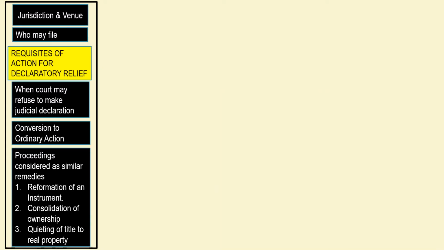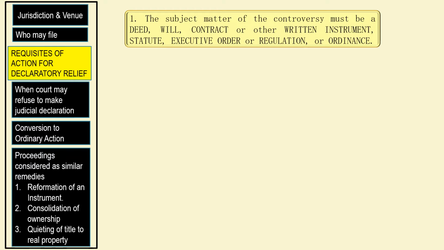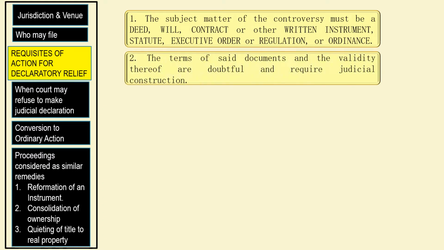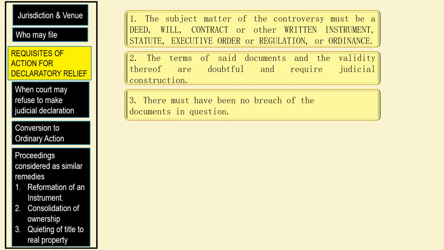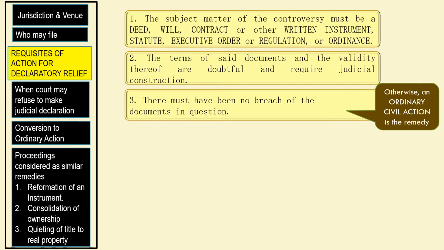We'll go now to the requisites of an action for declaratory relief. What are the requisites? Number 1 is, again, the subject matter of the controversy must be a deed, will, contract, or other written instrument, statute, executive order, or regulation, or ordinance. Again, what did we say? The enumeration is exclusive. Number 2, the terms of the documents and the validity thereof are doubtful and they require judicial construction. Number 3 is there must have been no breach of the documents in question. Bakit? Kung meron ng breach of the documents in question, what will happen? An ordinary civil action is the remedy and not a petition for declaratory relief.